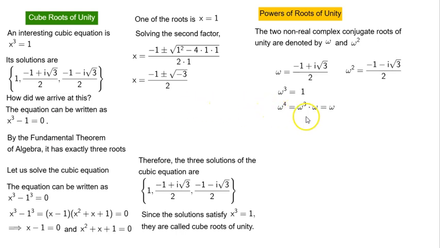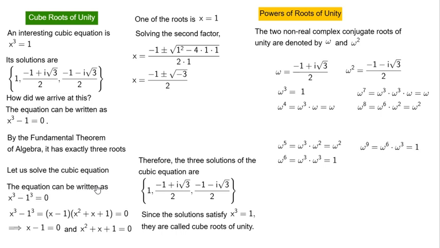Omega to the power of 4 can be written as omega cube times omega. Omega cube is 1, so omega to the power of 4 is omega. Omega to the power of 5 is equal to omega cube times omega square, which is equal to omega square, because omega cube is 1. Omega to the power of 6 is 1. Omega to the power of 7 is omega. Omega to the power of 8 is omega square. Omega to the power of 9 is 1.